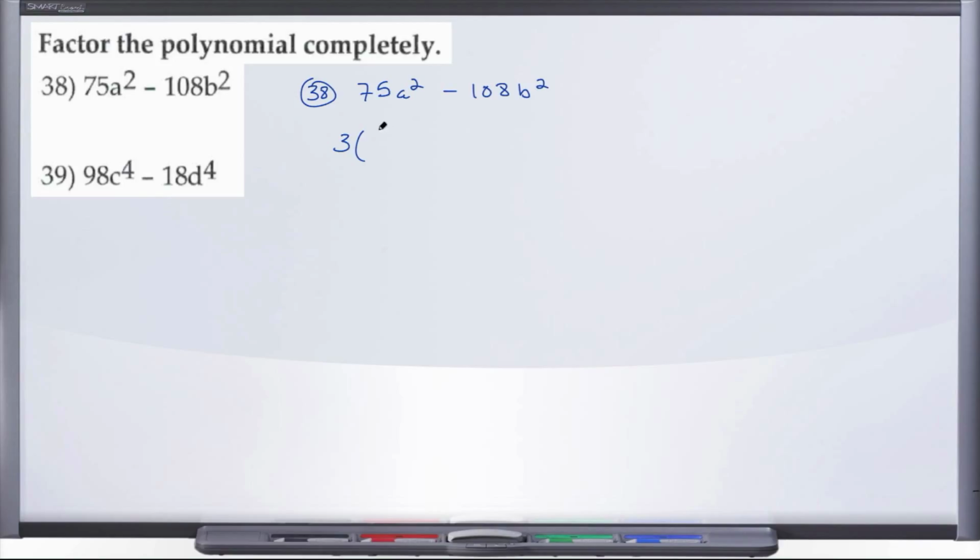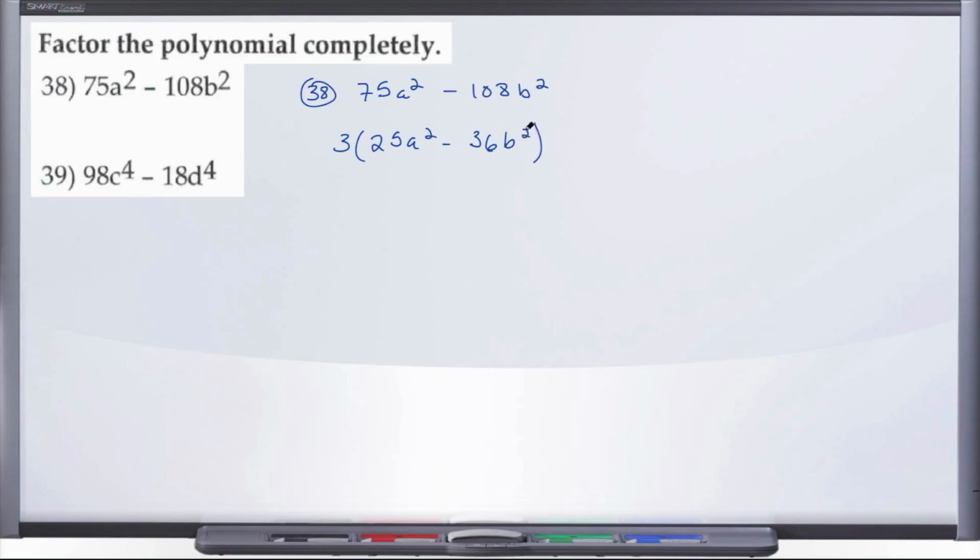So if we pull a 3 out as our GCF, we'll be left with 25a squared minus, and then 108 divided by 3 is going to give us 36b squared. All right, so now that we've pulled out our GCF, we go to question number 2. How many terms are we dealing with? Well, 1 and 2. When we have 2 terms, we should automatically be thinking difference of perfect squares or the sum and or difference of cubes.